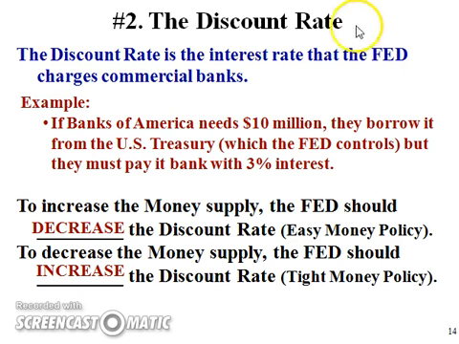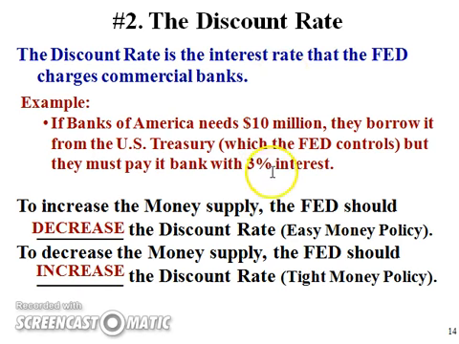So the discount rate, as we learned with the first tool of monetary policy, the reserve requirement, is an interest rate. Therefore, it acts as an incentive or a disincentive either to increase lending or decrease it, depending on the cost of money needed to, of course, increase the amount of loans possible. All right, so the example here says that the Bank of America needs $10 million. They borrow it from the U.S. Treasury, which the Fed controls, but they must pay the bank with 3% interest. This 3% interest is the discount rate.